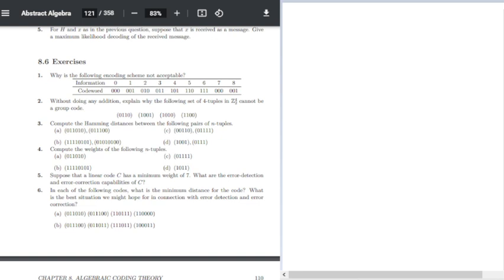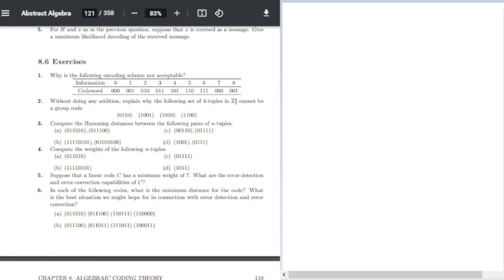Okay. So first, why is the following encoding scheme not acceptable? It's because we have both 1 and 8 sent to the same code word. If we're given the code word 001, we cannot uniquely decrypt it. Without doing any addition, explain why the following set of 4-tuples in Z_2^4 cannot be a group code.